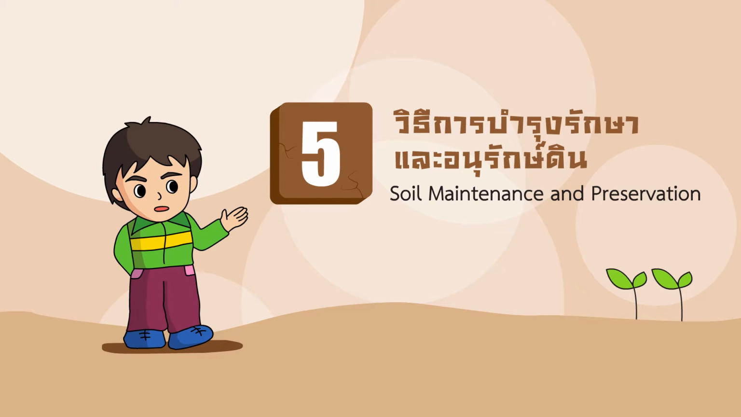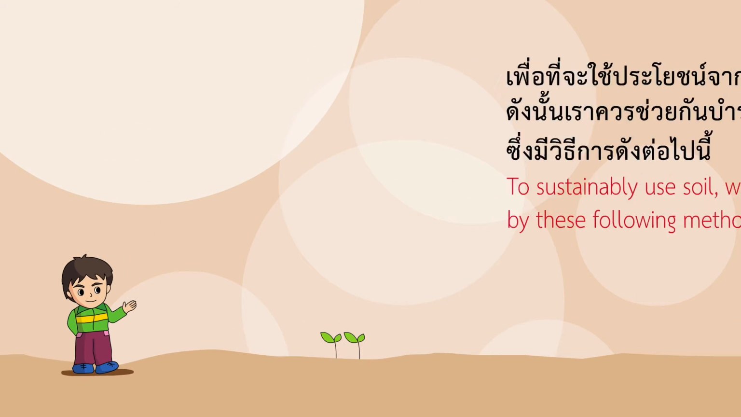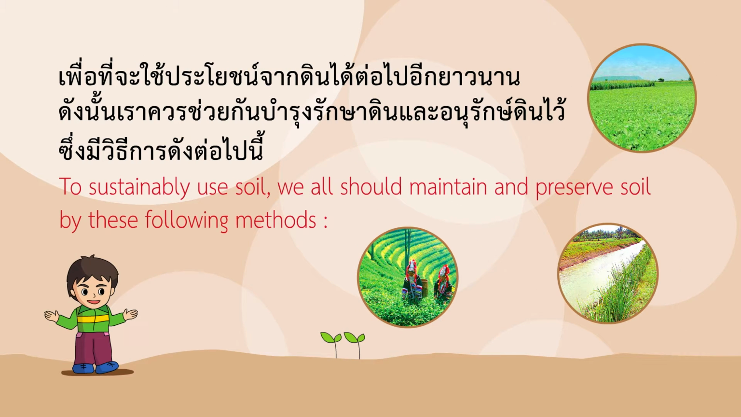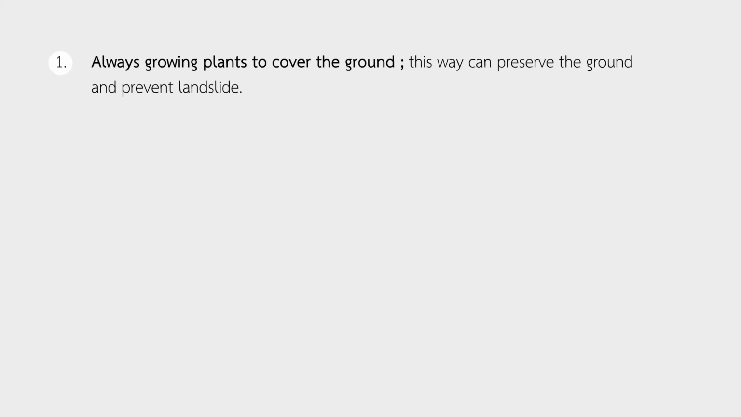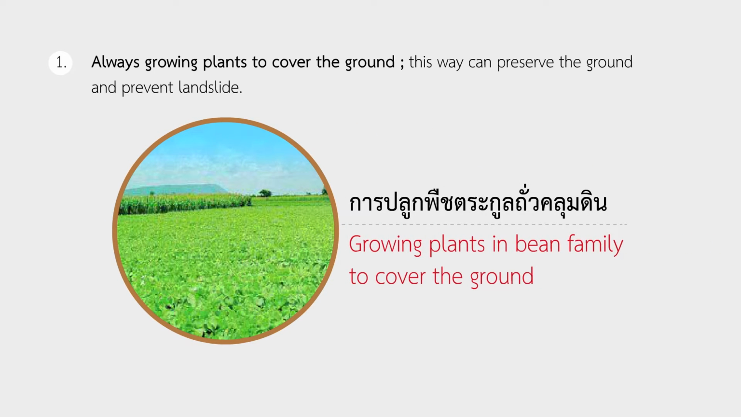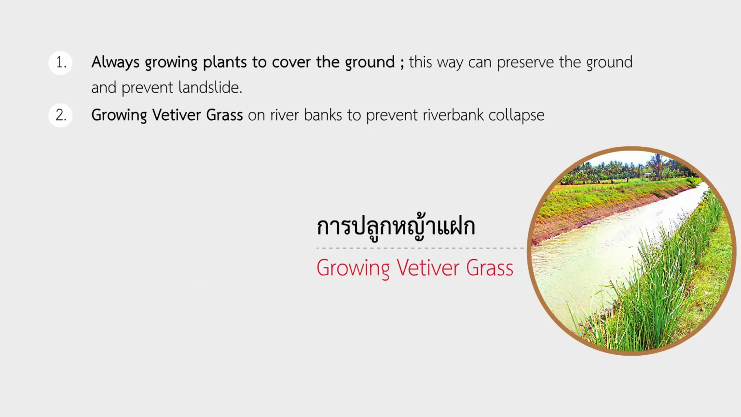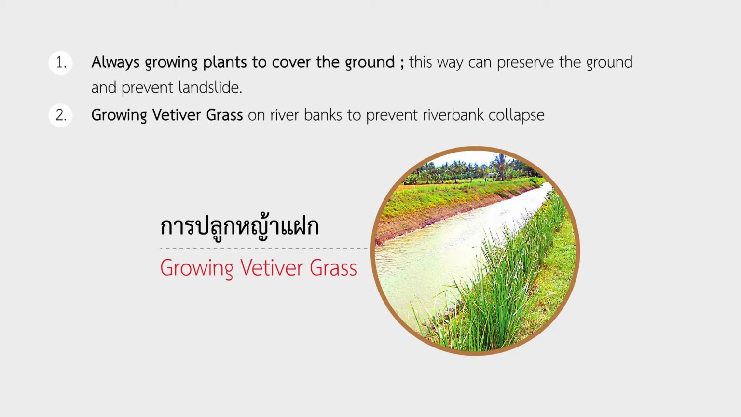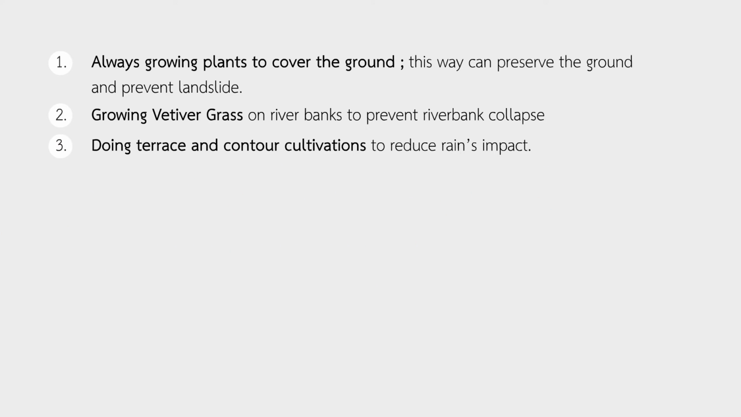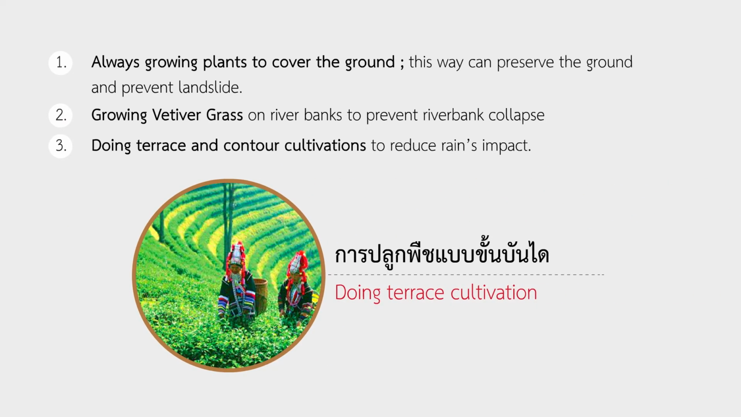5. Soil maintenance and preservation. To sustainably use soil, we all should maintain and preserve soil by these following methods. 1. Always growing plants to cover the ground. This way can preserve the ground and prevent landslide. 2. Growing vetiver grass on riverbanks to prevent riverbank collapse. 3. Doing terrace and contour cultivation to reduce rain's impact.